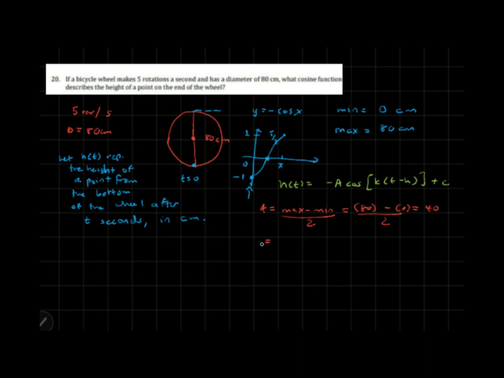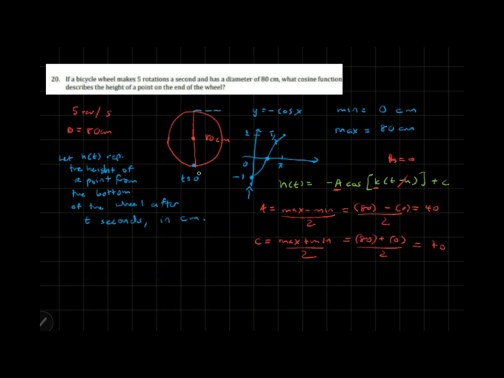And the horizontal axis, c, is maximum plus minimum divided by 2, which is 80 plus 0 divided by 2, which is 40. Right? So the amplitude and horizontal axis are both 40. Now we also need to solve for a, we need to solve for k. Now the horizontal shift should be 0 if you model it using the appropriate function.